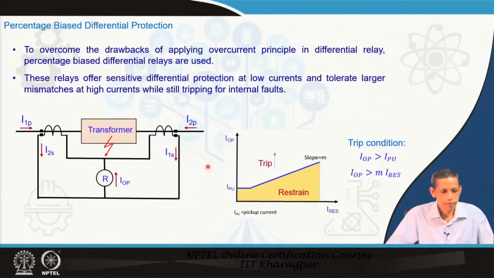The solution to that, if you see the different literature and available relaying principles, is that most of the relays use percentage bias differential protection in a numerical platform. These relays offer sensitive differential protection even at low currents and tolerate larger mismatch at high currents, also during CT saturations and other issues like magnetic inrush and overexcitation, in which the overcurrent relay finds challenges.